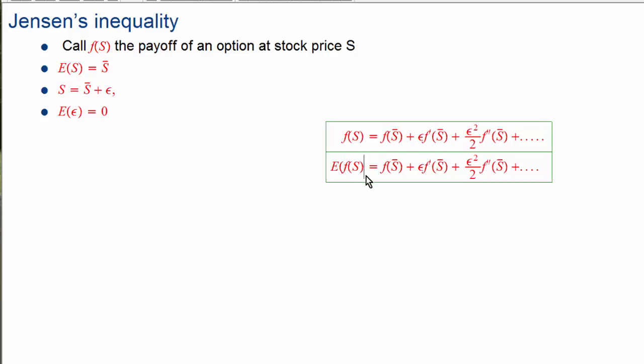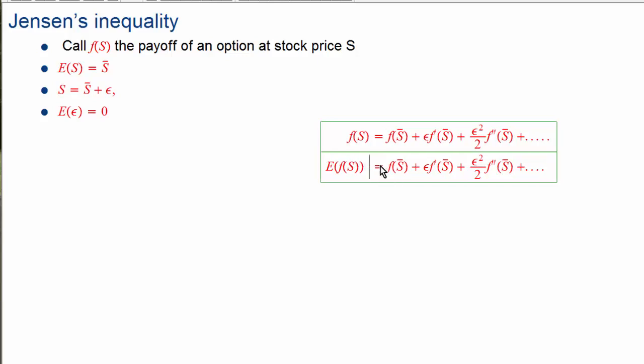So, expected value of the left side. If I take the expected value of this whole side, because it's a sum, the expected value of a sum is the sum of the expected values. So I'm taking the expected value of each of these pieces separately. But S bar is a constant, so f of S bar is a constant, so the expected value of the constant is just f of S bar.